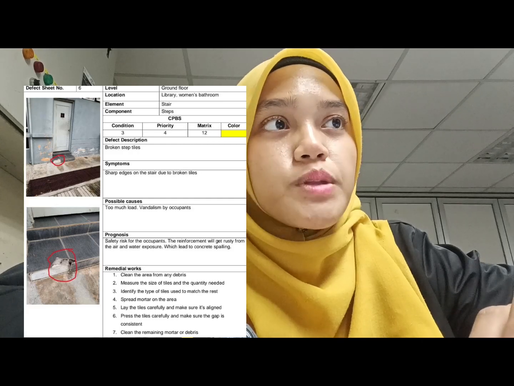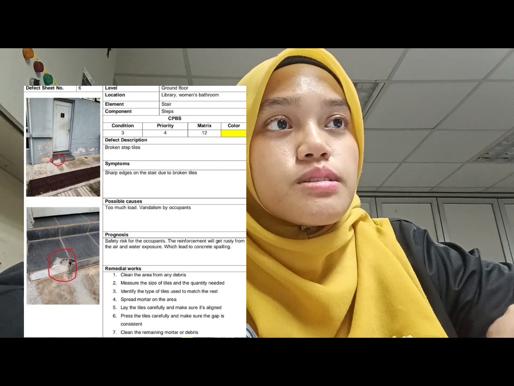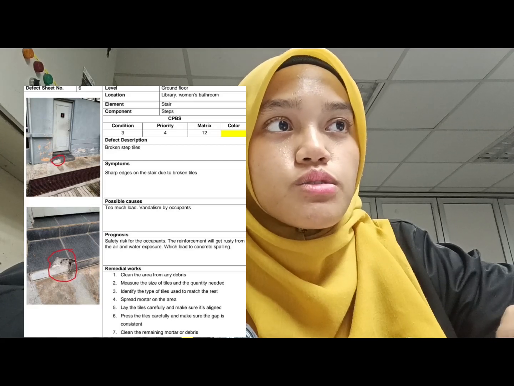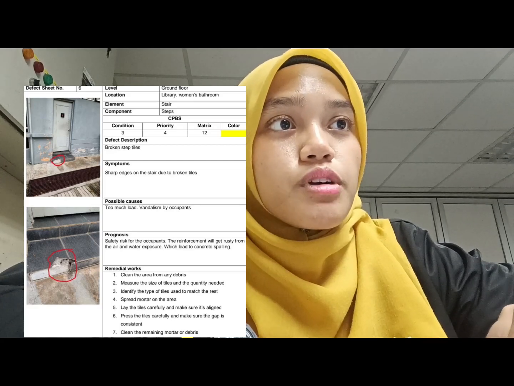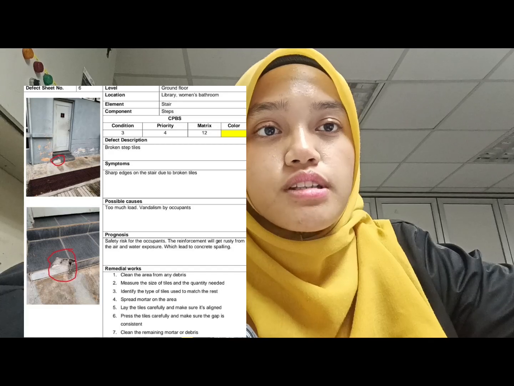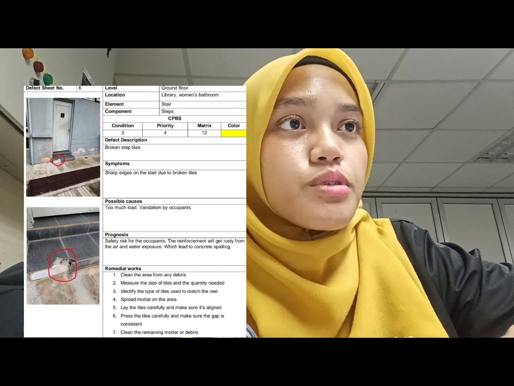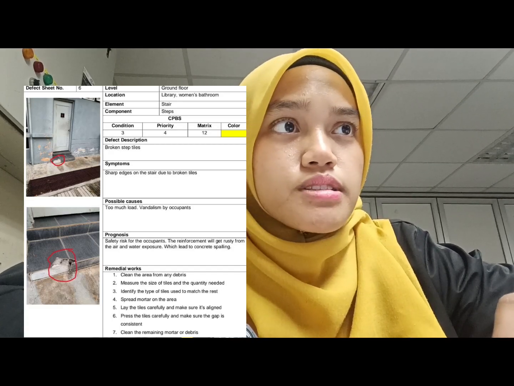The condition is 3, the priority is 4, the matrix number is 12 and the coding color is yellow. So the symptom is sharp edges on the stair due to broken tiles, and possible causes is too much load or vandalism by the occupants. And the prognosis is safety risk for the occupants.